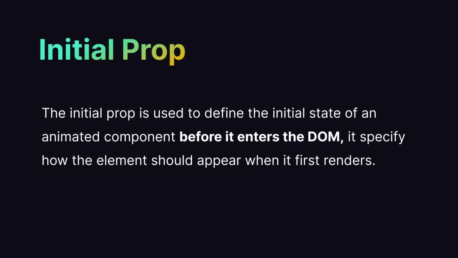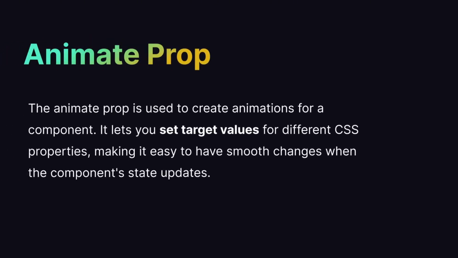So the initial prop is used to define the initial state of an animated component before it enters the DOM. It specifies how the element should appear when it first renders. So that was just the initial prop, and now let's talk about the main part, which is called the animate prop. So the animate prop is used to create an animation for the component. It lets you set the target value for the different CSS properties, making it easy to have smooth changes when the component state updates.